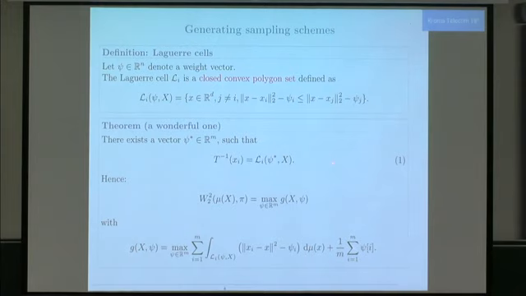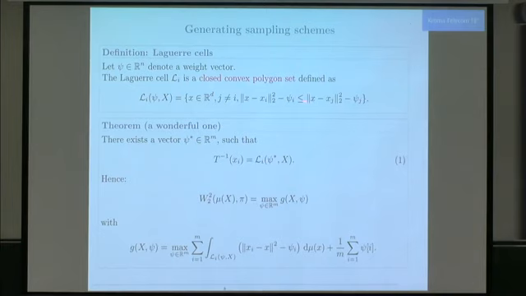So a Laguerre cell is a generalization of the Voronoi cell. Given a weight function psi and a set of locations x, the Laguerre cell is defined as the set of points such that this inequality is satisfied. So for instance, if you take psi to be 0, you want to find all the points x which are closest to xi. So it's exactly the definition of the Voronoi cell. But here it's more general because you can inflate some parts of the space by changing those weights here.